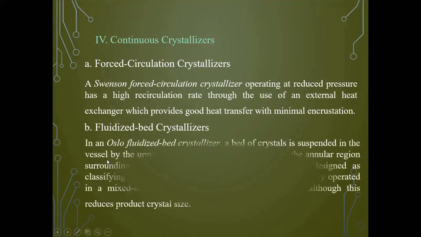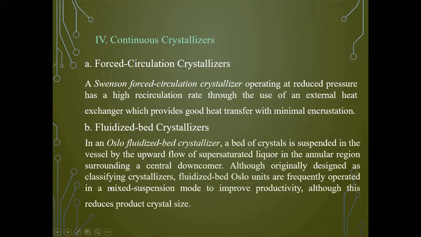Now, the fluidized bed crystallizers. As an example, we have here an Oslo fluidized bed crystallizer. A bed of crystals is suspended in the vessel by the upward flow of the supersaturated liquor in the annular region surrounding a central downcomer. Although originally designed as a classifying crystallizer, fluidized bed Oslo units are frequently operated in a mixed suspension mode to improve productivity, although this reduces the size of the crystal. So take note of this.